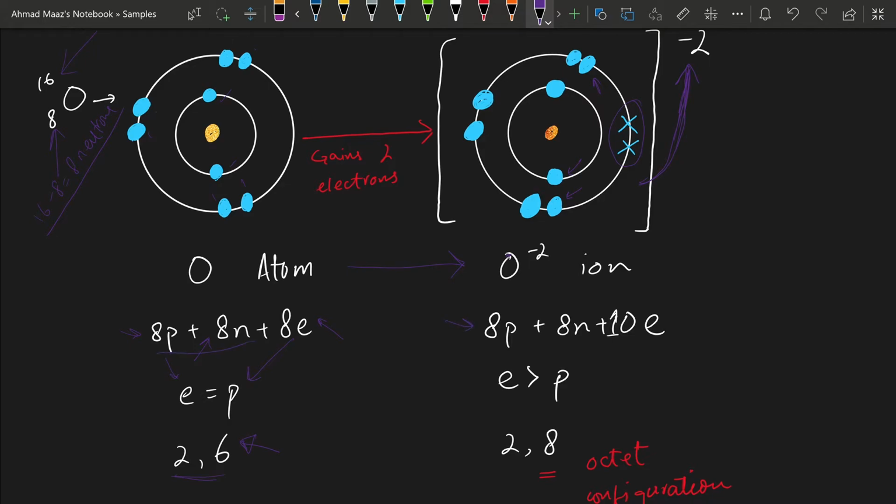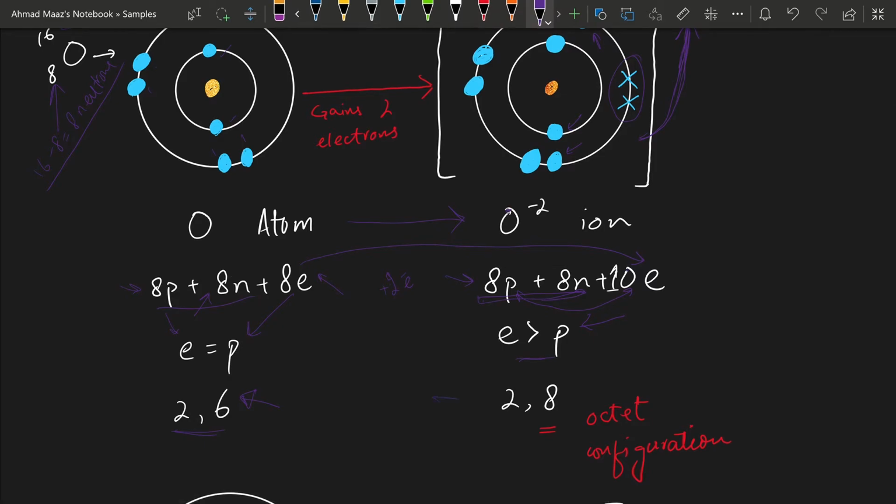Number of protons and neutrons is unchanged. Nucleon number is still the same, but electrons have increased from 8 to 10, which means that 2 more electrons have been added. That is why the number of electrons is now more than the number of protons. 8 protons and 10 electrons. There are 2 more electrons than the number of protons.